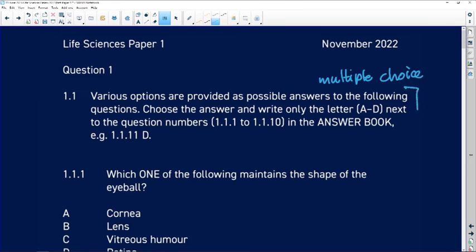And remember, the instruction for that is that various options are provided as possible answers to the questions. You are going to select the correct answer and you only write down the letter. You don't write down the whole word, just the letter A, B, C, or D next to the question numbers in the answer book. And I want you to promise me that you're always going to write them underneath each other. You don't have to save space on your exam paper. You just write them one line underneath each other. That is what you're expected to do.